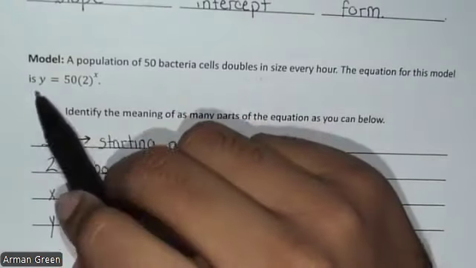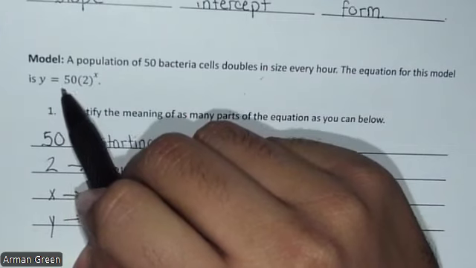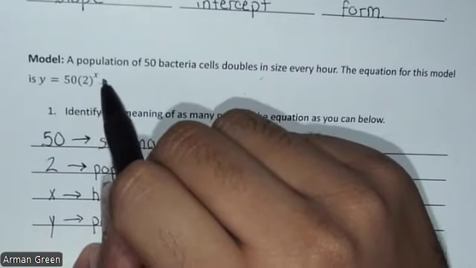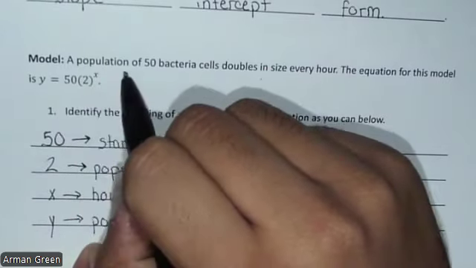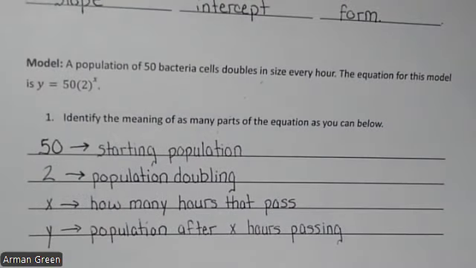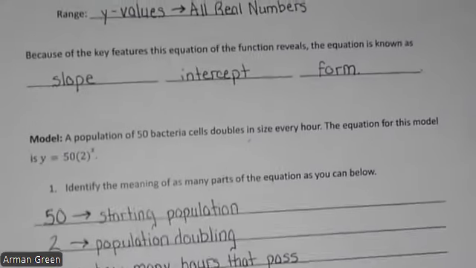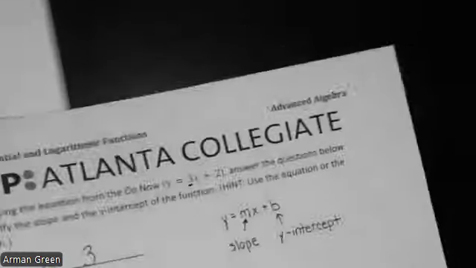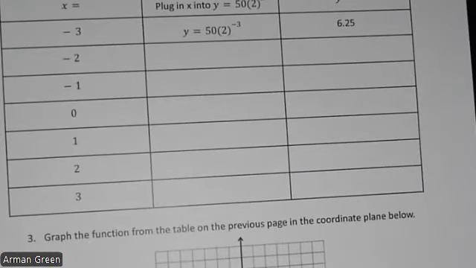So we've broken apart this function here. We know what each of these components represents in the context of this model problem. So now what we're going to do, similar to the do now, is take this information. I'm going to move to page 3, and I'm going to move this to the side.